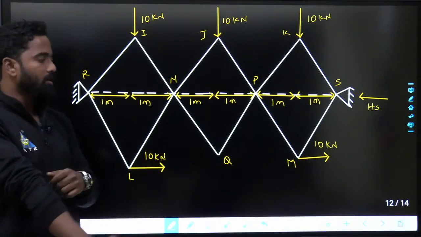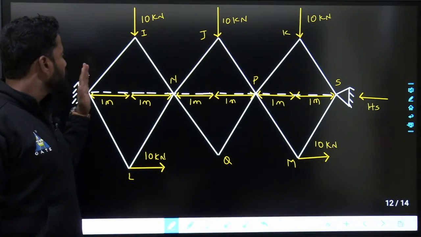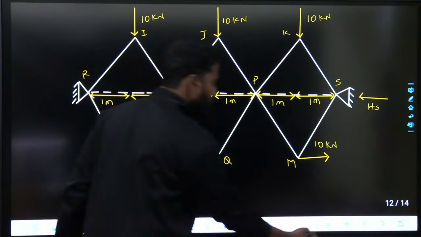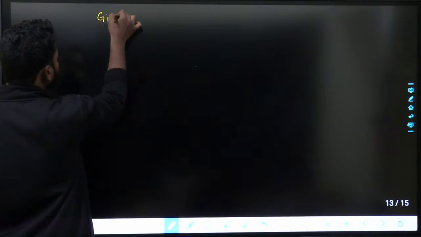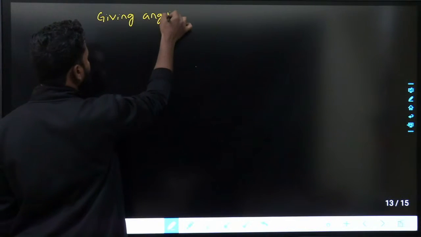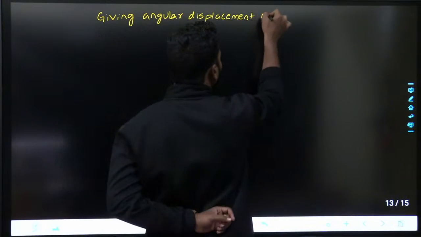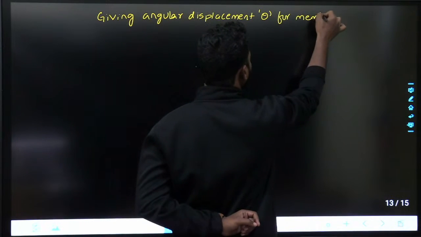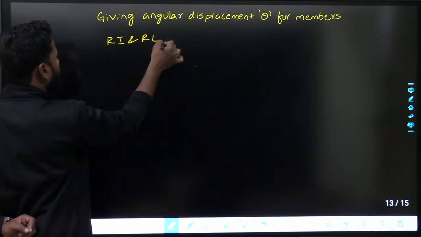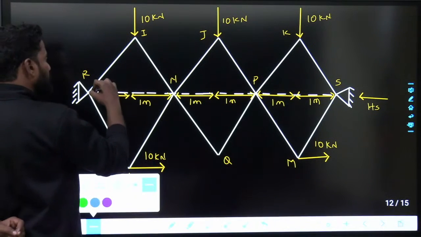So what exactly we have done here is, initially how this will be solved is, we'll give an angular displacement of theta for members Ri and Rl, giving angular displacements theta for the members Ri and Rl. So just provide something like this.